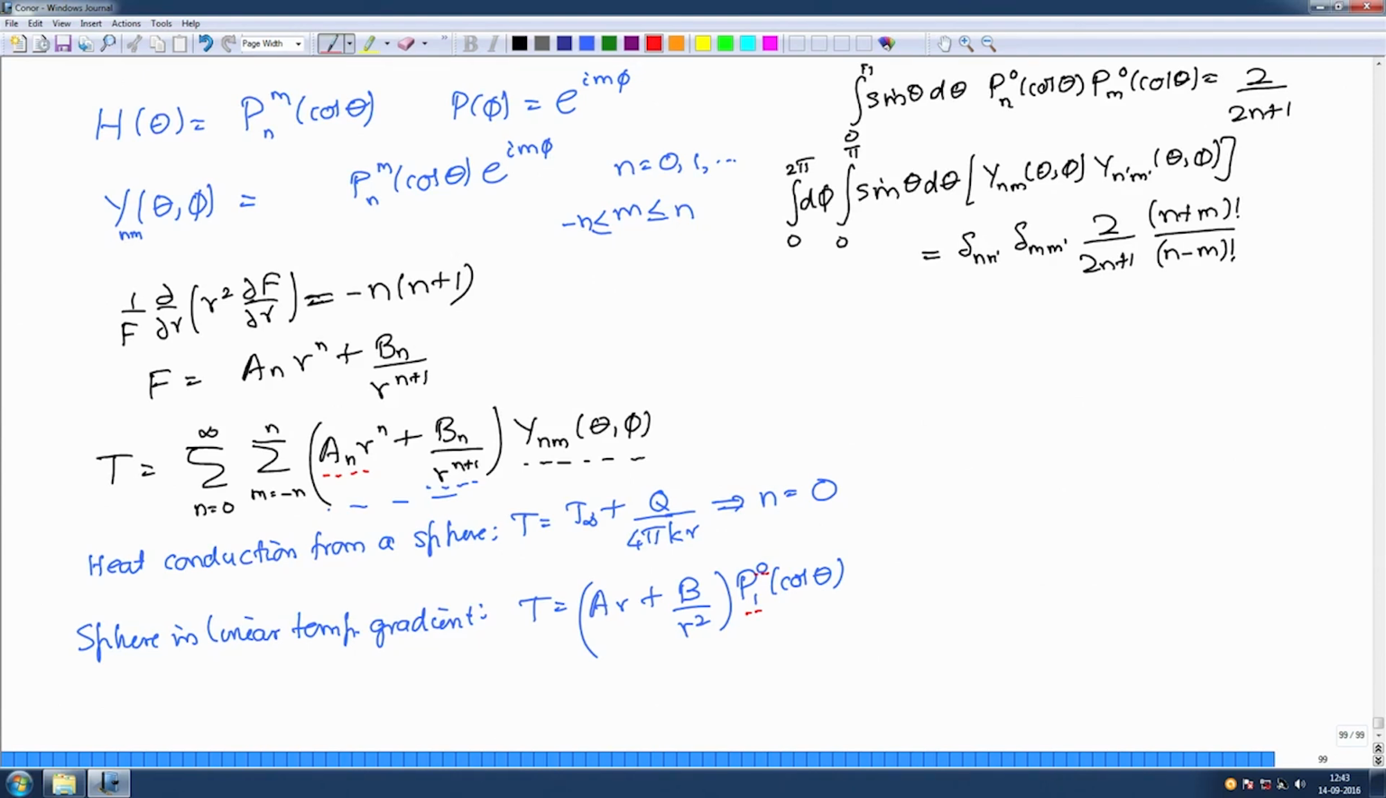So, n is equal to 0 corresponds to just an isotropic problem, spherically symmetric heat conduction. The n is equal to 1 corresponds to heat conduction with a linear gradient along the z direction. What do the other terms correspond to? I will give you some physical insight into what these terms mean when we continue in the next lecture. I will see you then.